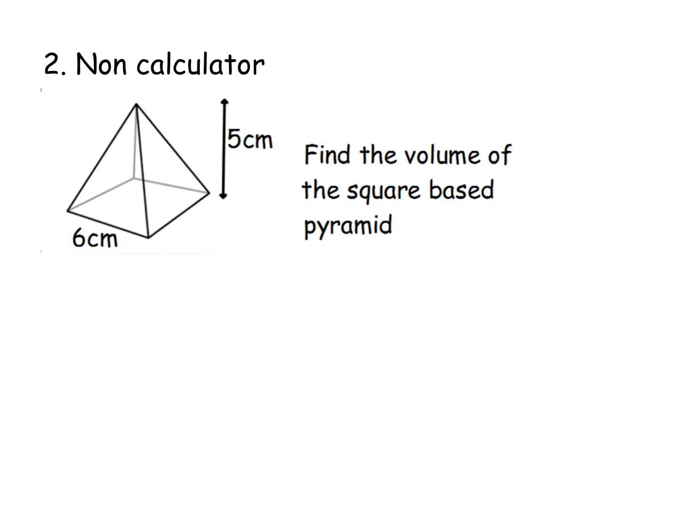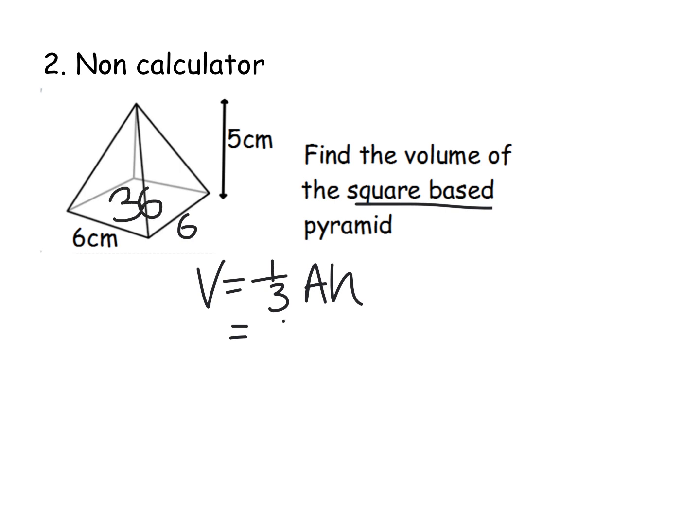Well, how do we make this harder? Take away the calculator and put it in a non-calculator question. So again, we do V equals 1/3 AH. Now the base is a square-based pyramid again, there it says in the question. So the base is 6 times 6, so the area of the base is 36. So I've got 1/3 times 36 times 5.